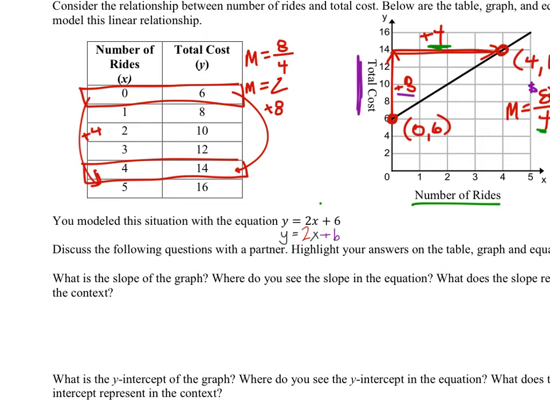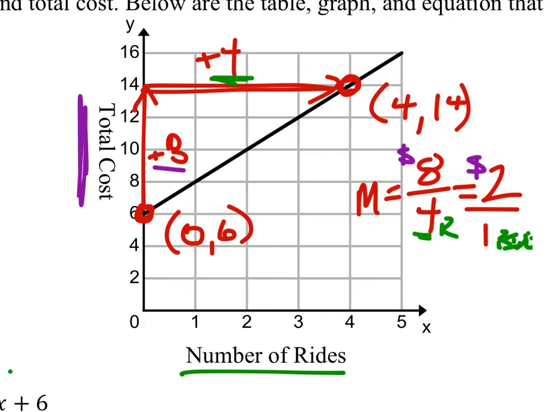All right, then at the bottom here it says, what is the y-intercept of the graph? Where do you see the y-intercept in the equation? What does the y-intercept represent in this context? That's a good question. So let's look at the graph, and then we'll look at the equation.